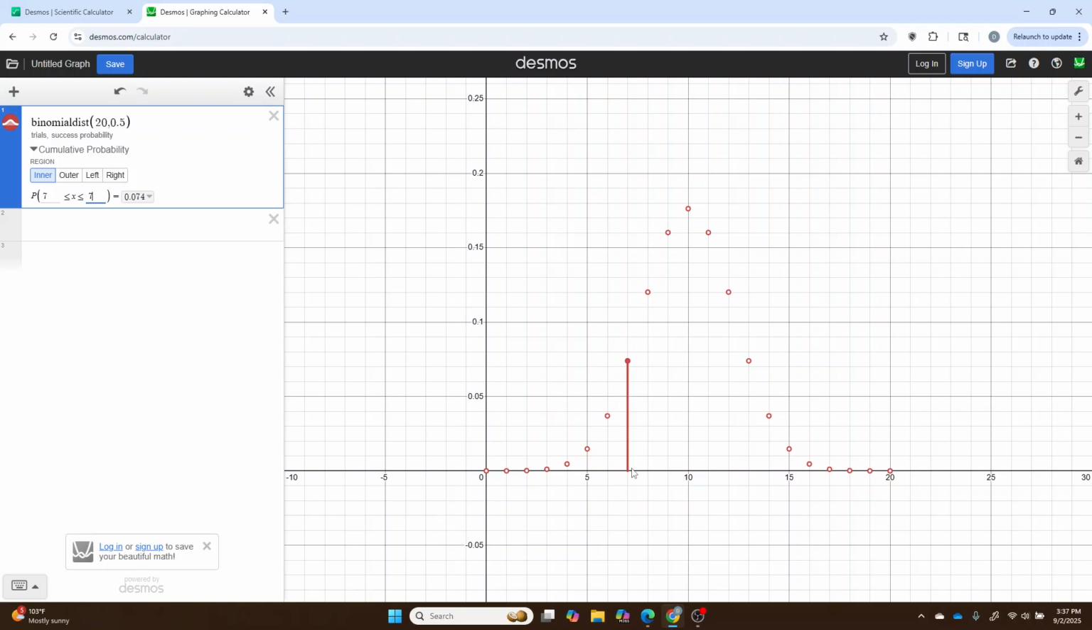Notice that on the graph, it highlights that bar, okay, which is kind of nice. And then here we have the probability. The default setting is for these probabilities to be rounded to 3 decimal places, but if you need more decimal places, all you have to do is click on the little down arrow, and then it'll give you more decimal places. So if we wanted to take this to 4 decimal places, we would call it 0.0739, okay? If we wanted 3 decimal places, well, then we could just call it 0.074. Okay, so let's write that down.